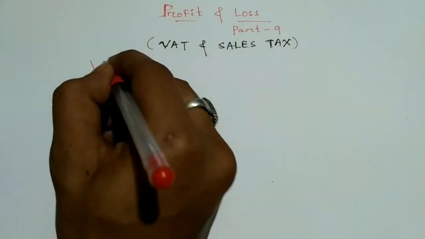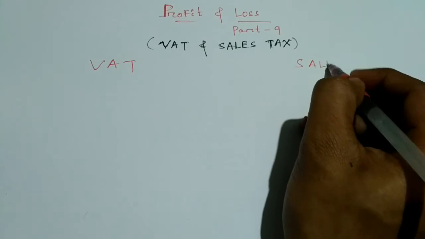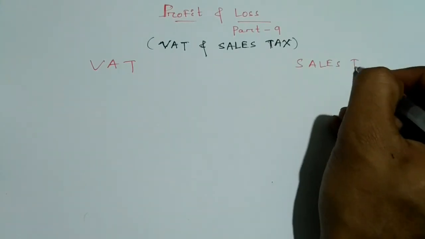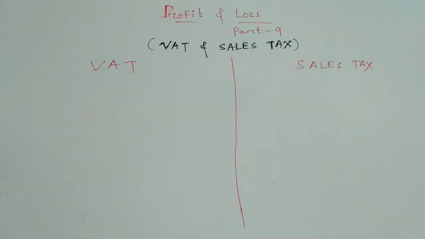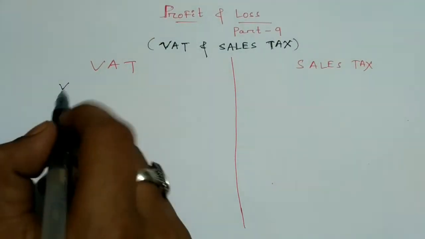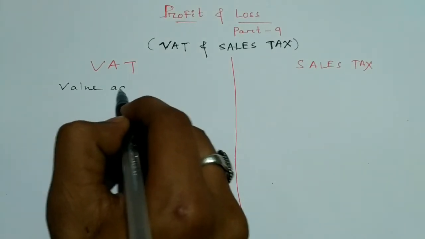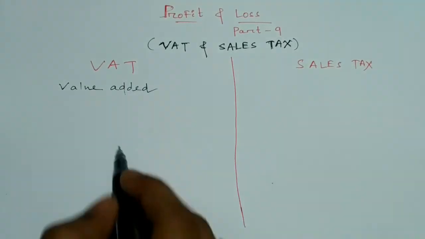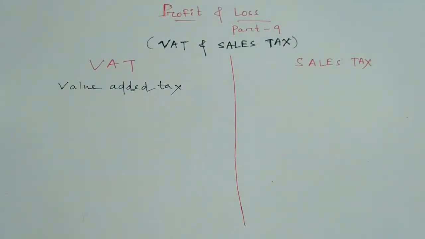First thing, we have to know what is VAT, what is sales tax, and what is the basic difference between them. First is the VAT. VAT's full form is value added tax. This is the full form of VAT, value added tax.